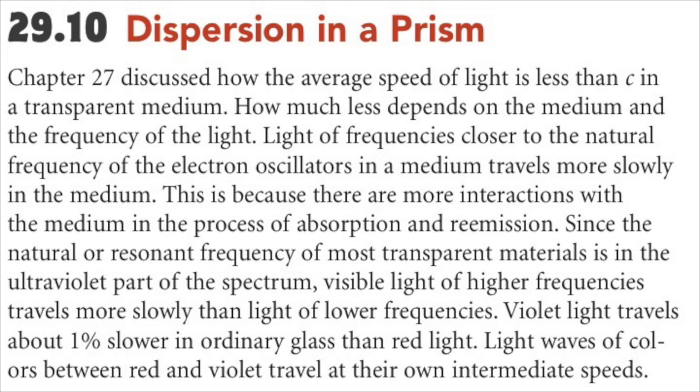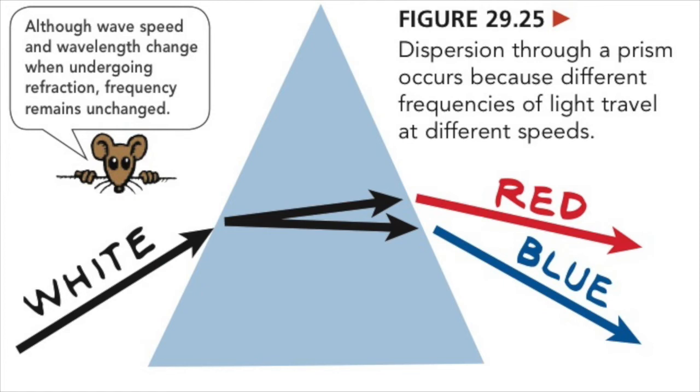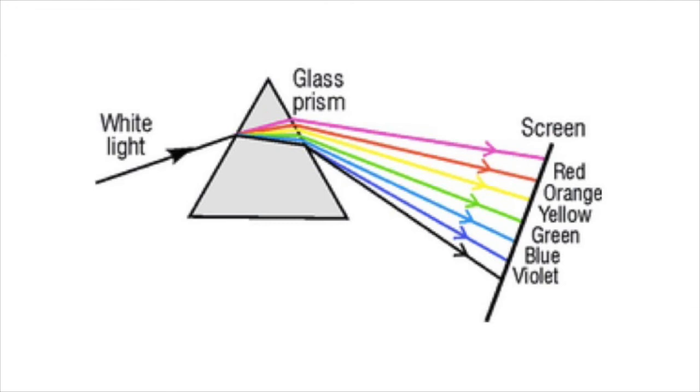Since the natural or resident frequency of most transparent material is in the ultraviolet part of the spectrum, visible light of higher frequencies travels more slowly than light of lower frequencies. Violet light travels about 1% slower in ordinary glass than red light. Light waves of colors between red and violet travel at their own intermediate speeds.